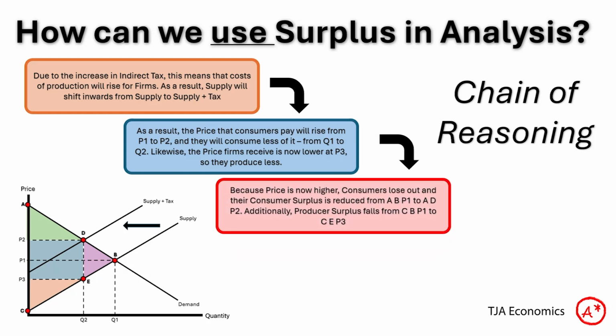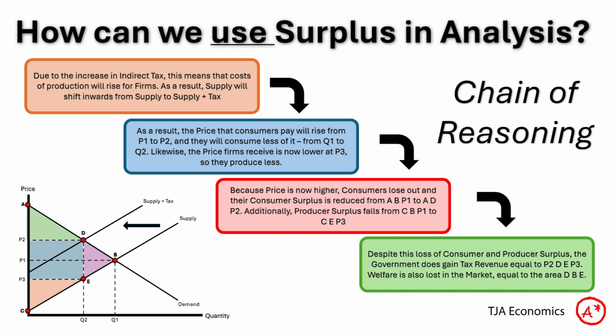Because price is now higher at P2, consumers lose out, and their consumer surplus is reduced from ABP1 to ADP2. Additionally, producer surplus falls from CBP1 to CEP3. Despite the loss of consumer and producer surplus, the government does gain tax revenue equal to P2DEP3, but welfare is also lost in the market, equal to the area DBE.